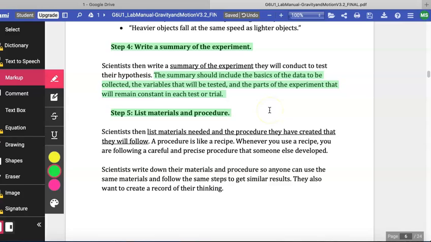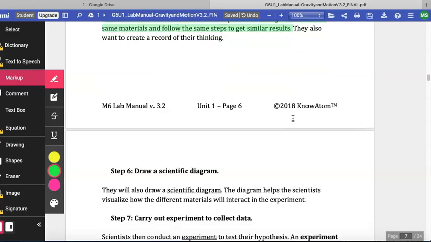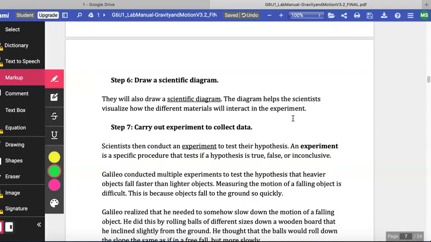Step 5. List materials and procedure. Scientists then list materials needed and the procedure they have created that they will follow. A procedure is like a recipe. Whenever you use a recipe, you are following a careful and precise procedure that someone else developed. Scientists write down their materials and procedures so anyone can use the same materials and follow the same steps to get similar results. They also want to create a record of their thinking.